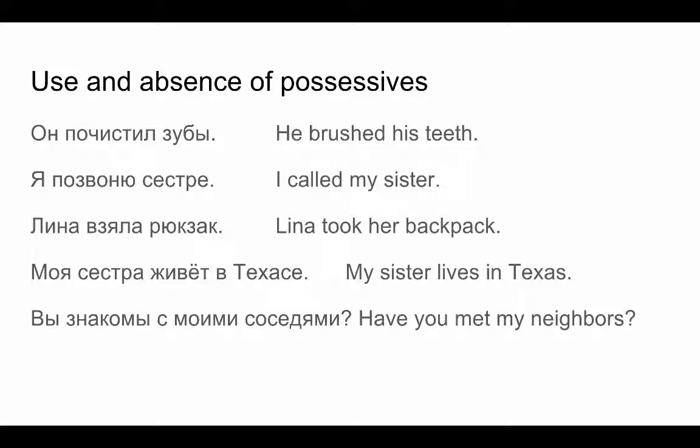Who else's teeth are you probably going to be brushing than your own, right? So we assume it's your teeth. So we don't need the possessive in there. Sometimes, though, we do need it. Моя сестра живет в Техасе. Could we say just сестра живет в Техасе? We could, but моя helps to establish exactly who we're talking about.